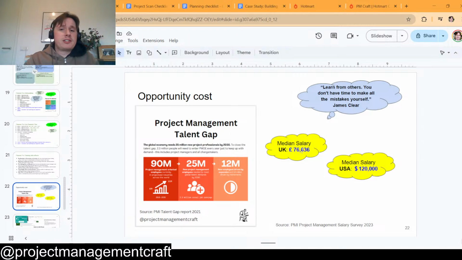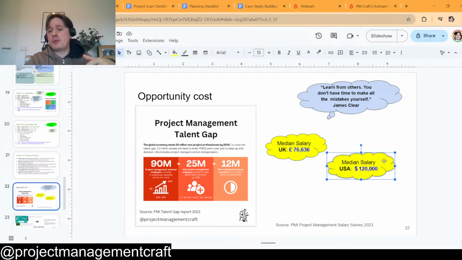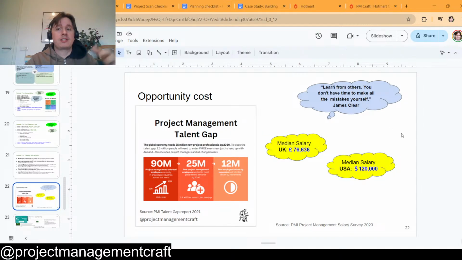These are the salaries, so you have a reference. This reference comes from the Project Management Institute Salary Survey 2023. This is in the UK. This is in the US. Those are just two references for two different countries.